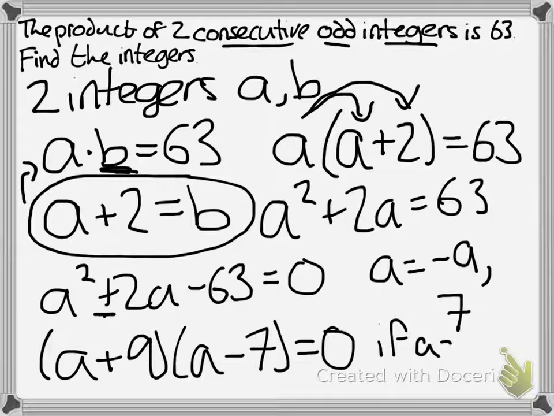If A is negative 9, B is what? Negative 9 plus 2, negative 7. Likewise, if A is 7, then B is 9. So we have two choices for what A and B could be. That's perfectly all right. Let's do one more of these.